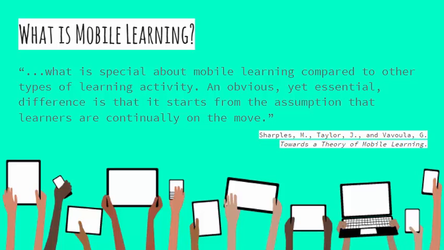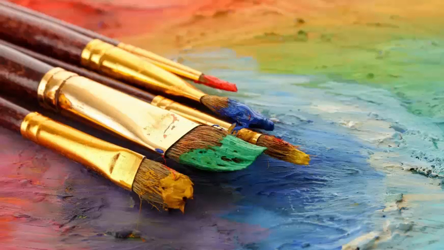So what is mobile learning? Mobile learning is for learners that are continually on the move. This is particularly important in my classroom because I teach art to kindergarten through 5th graders. My classroom is very fast-paced. I see students for 45 minutes at a time, and I have 6 classes in and out of my room every day.